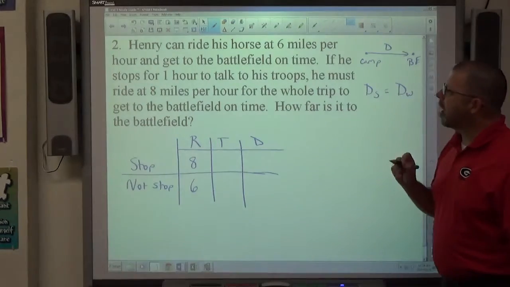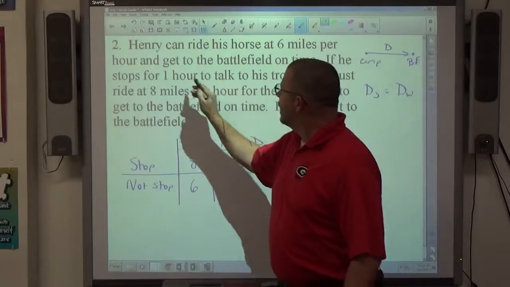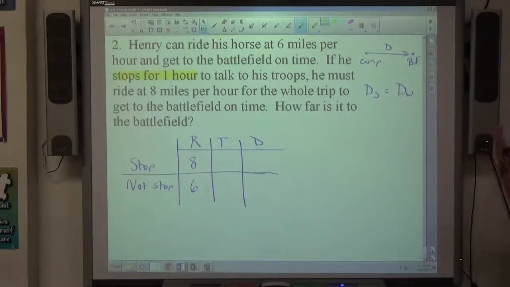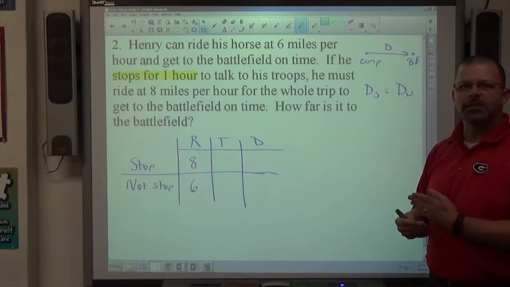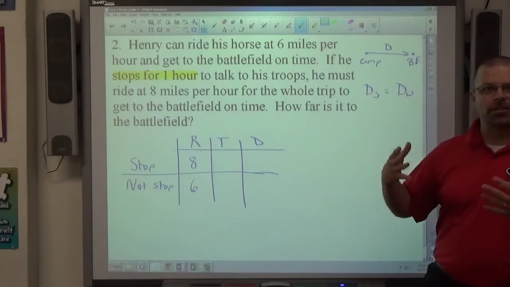The trick to this problem, what messes people up every year that I've given this type of problem, is that he stops for 1 hour, and people think it's an extra hour. But what actually happens is that him stopping for an hour gives him less time to get to the battle. The battle's starting at 3 o'clock or something like that. So imagine it's like a football game.